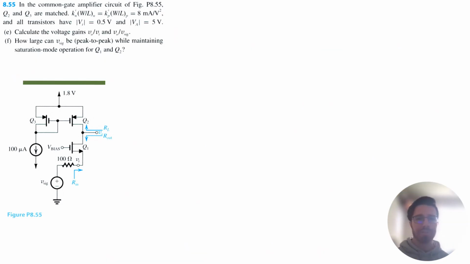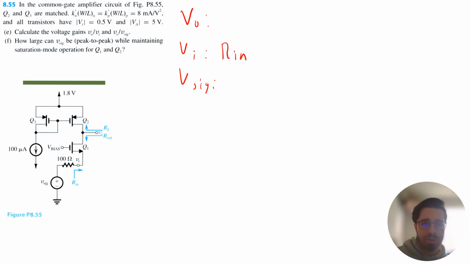Alright, so for part E, we want to solve for the voltage gains VO over VI and VO over Vsig. And because we don't know the actual voltage values, another way that we could solve this is by representing each of these voltages by their equivalent resistances. So for example, the equivalent resistance for Vin would just be Rin. We see Vin here, and Rin is labeled directly equivalent to it. So what would the equivalent resistance be for Vsig?